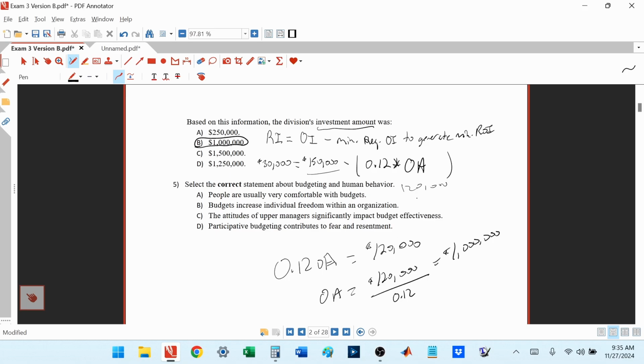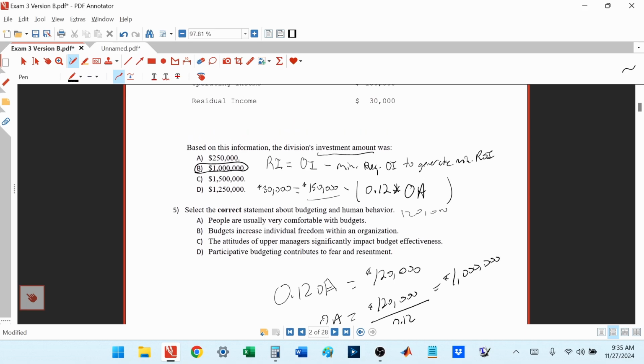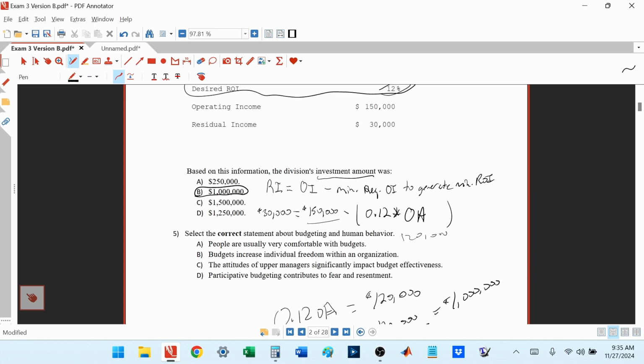In the questions we did in class on this, usually I'll give you operating assets, give you this, give you this, and then you need to find the residual income. But in this question, they give you this, they give you this, they give you this, and they don't give you the operating assets, and they ask you for the operating assets.